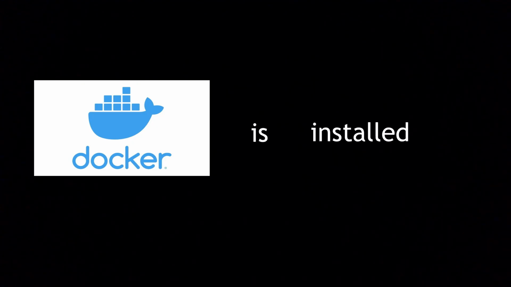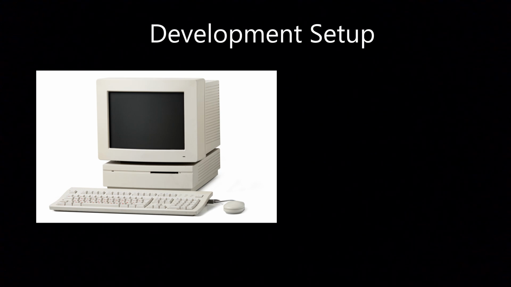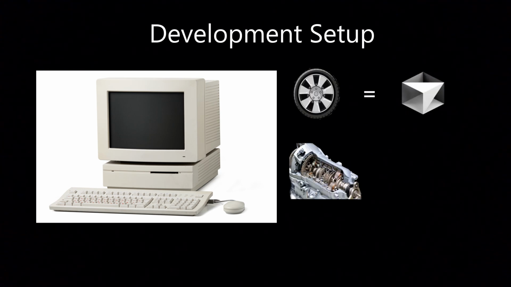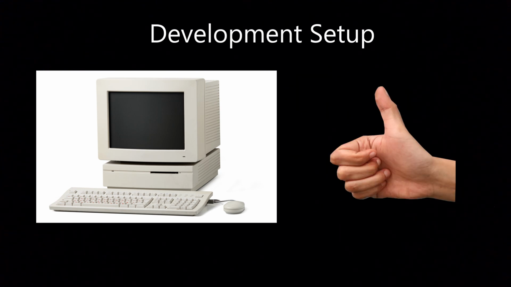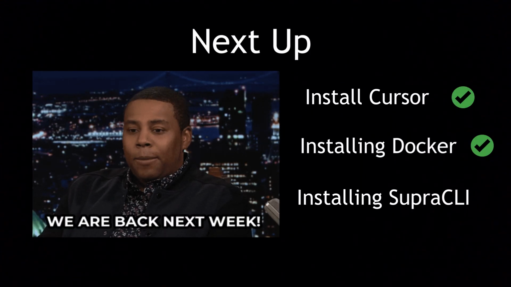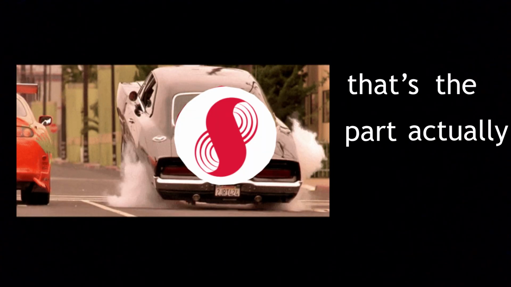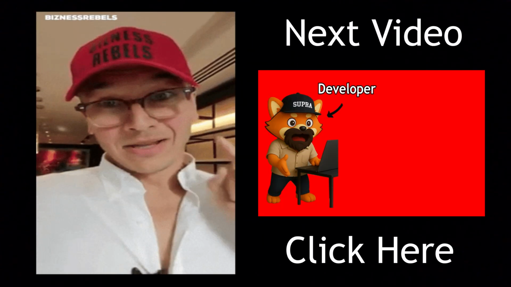Docker is installed and running. That means your development setup now has both the wheels, which is Cursor, and your transmission, which is Docker, ready to go. Next up, you're going to install the engine, which is Supra CLI. That's the part that actually powers your Supra development. Let's finish building the full setup.